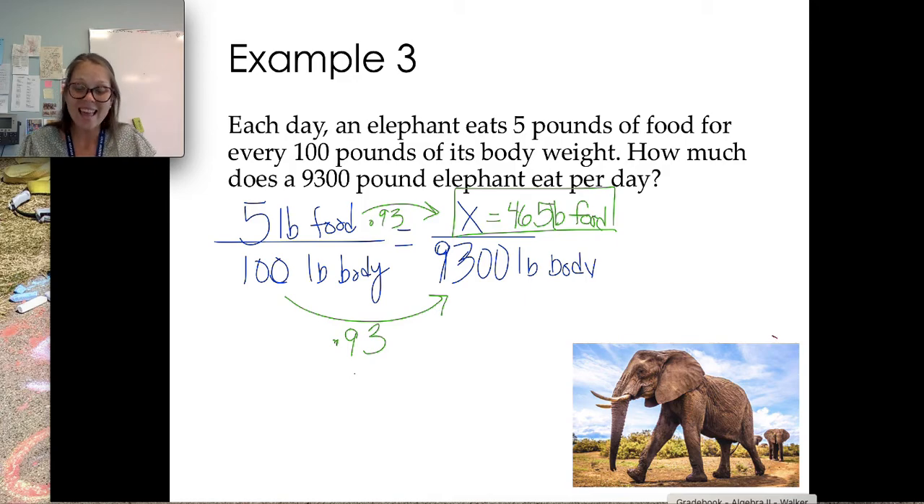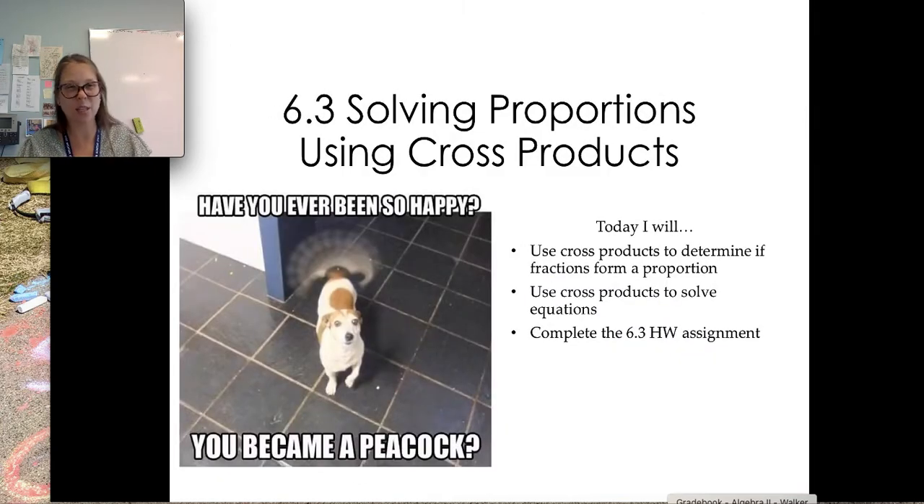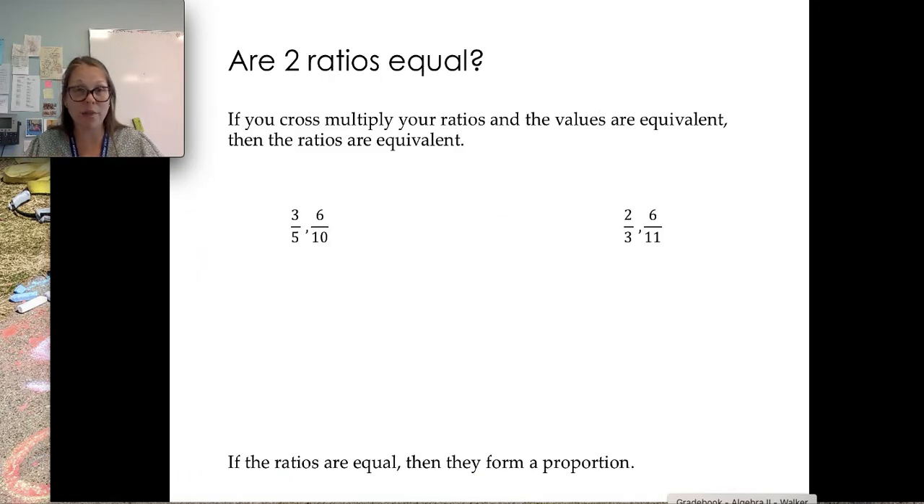All right. The next lesson we're going to take a look at, because we're doing 2 today, is solving proportions using cross products. So this is just going through another method that you can use to solve proportions or to determine if two ratios are equal or proportional. And that is where we multiply diagonals together.